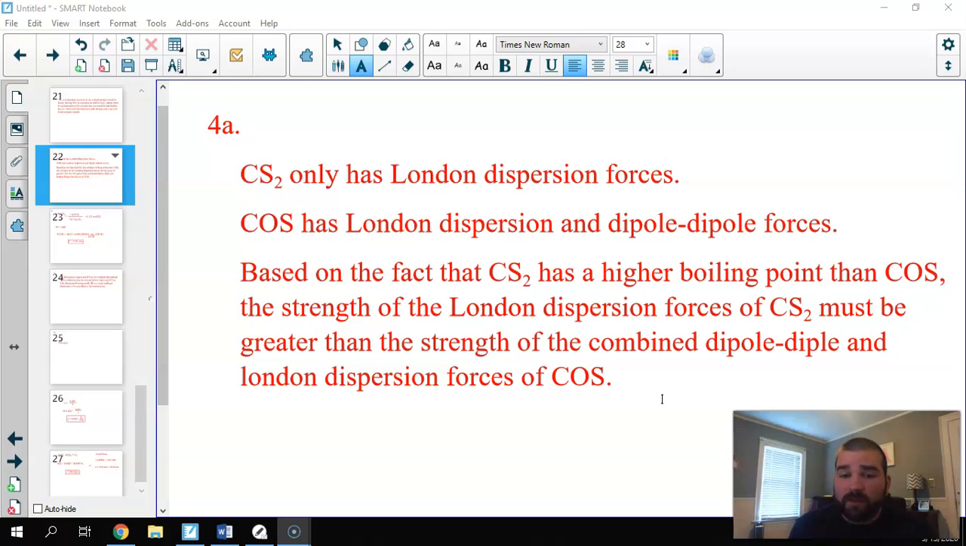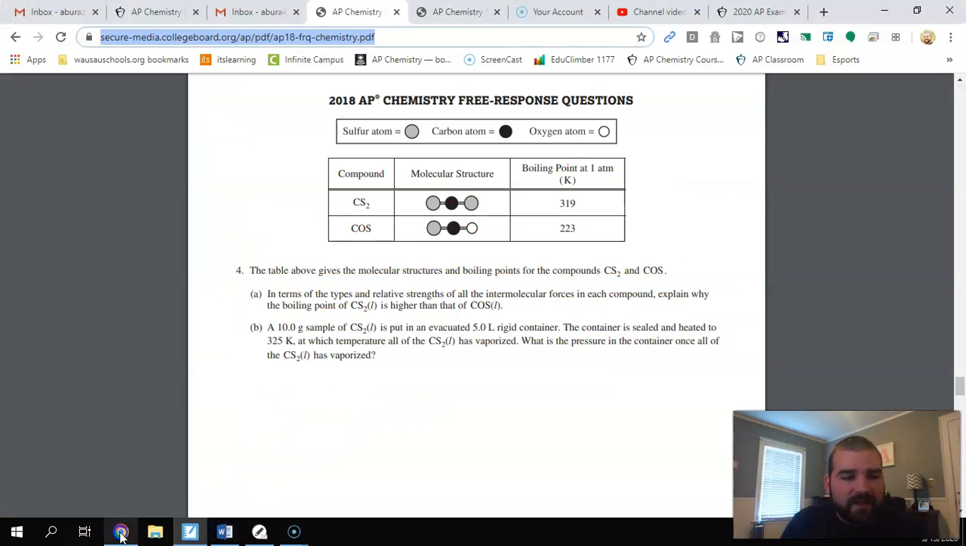Now, again, this is a completely counterintuitive question because what I've taught you and what we've talked about would have led us to predict the opposite. But once the answer's been given to us, there's no longer a prediction that needs to be made. All that we need to acknowledge is that the strength of the CS2 has to be higher than the strength of the COS in terms of intermolecular forces. Weird, kind of a weird question.